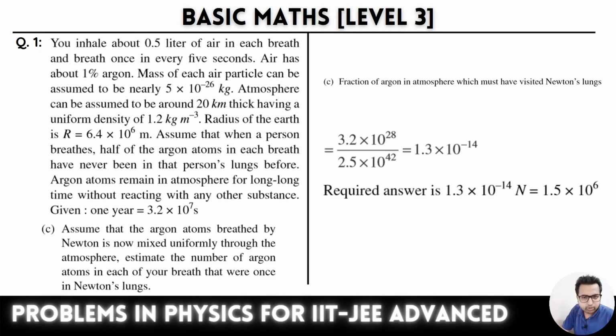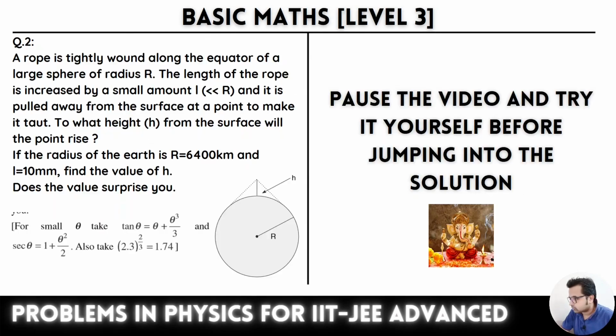So now let's jump into the next question, that is question number 2. In question number 2, a rope is tightly wound along the equator of a large sphere of radius r. So we have a rope of unknown length. We just wound it around the equator of a sphere. You can imagine a sphere, and we just wound it around the surface of the sphere. The length of the rope is increased by a small amount L.